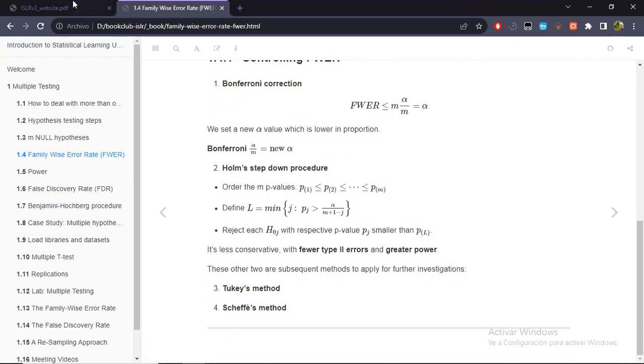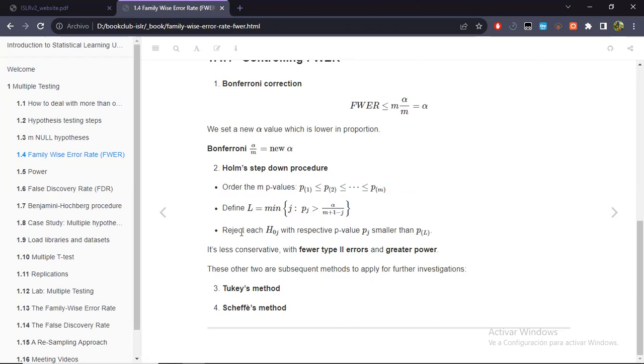So the algorithm is pretty simple. You have your m number of hypotheses. For each one of them, you can calculate the p-value, so you get p1, p2, and such. But then you can order such p-values. So now we have ordered them. And now that we have done that, we can define L as the earliest point in this sequence such that this inequality holds.